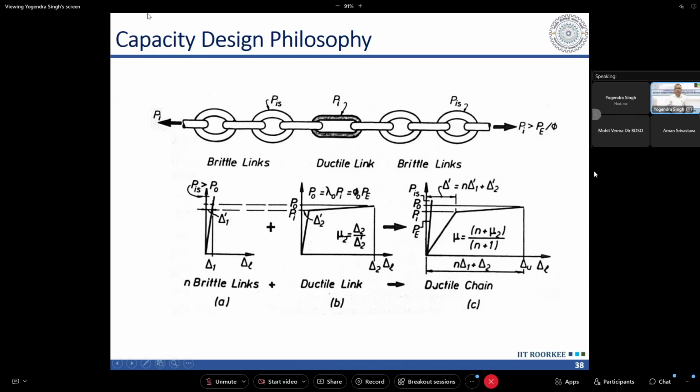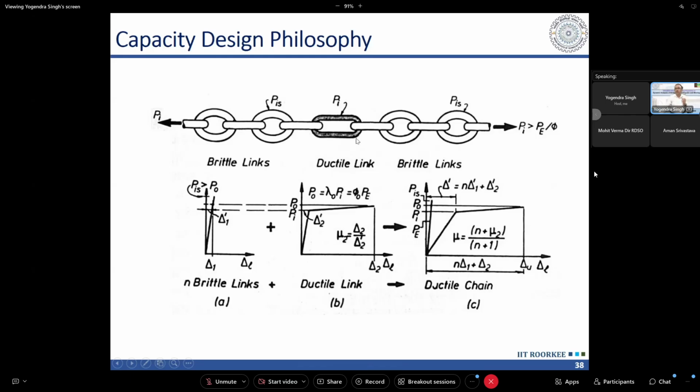So capacity design, we can understand with this analogy with the chain. As I said, in a bridge also there are a number of components right from superstructure to foundation and soil. So there are bearings, abutments and piers. Only some of the components here are ductile. So in our bridge structure, the pier is the ductile element. Rest all elements are non-ductile.